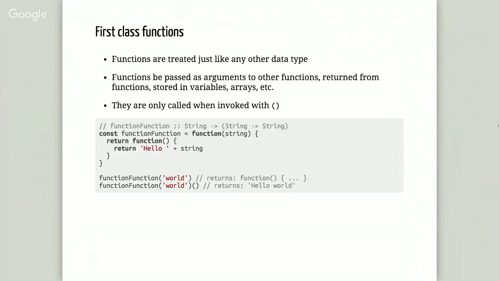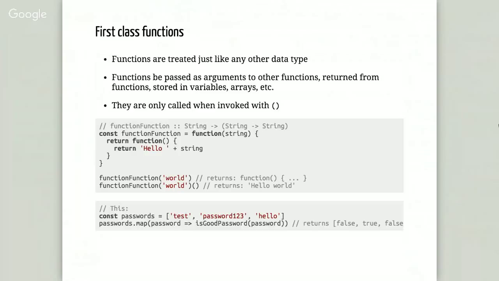Here's an example function which is going to return a function. We give it a string and it returns a function which is then going to return another string. You can see the type signature: it takes a string and returns a function from string to string. If we invoke it once, we get that function. If we invoke it again, we actually see the result of that function. This also has the effect, which I learned from this book.